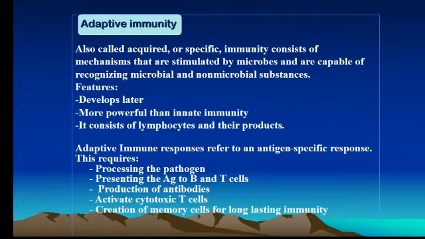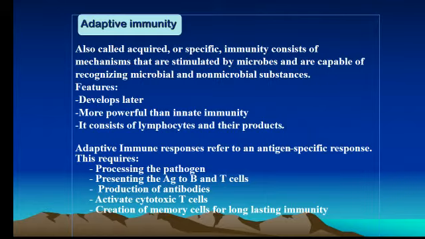There is adaptive and innate immunity. This one is adaptive. Let's talk a little bit about the features of adaptive immunity. We remember that the subject is pathology, and we are talking about immunology. Features of adaptive immunity: it develops over time, or develops later, and is more powerful than innate immunity. It consists of lymphocytes and their products.